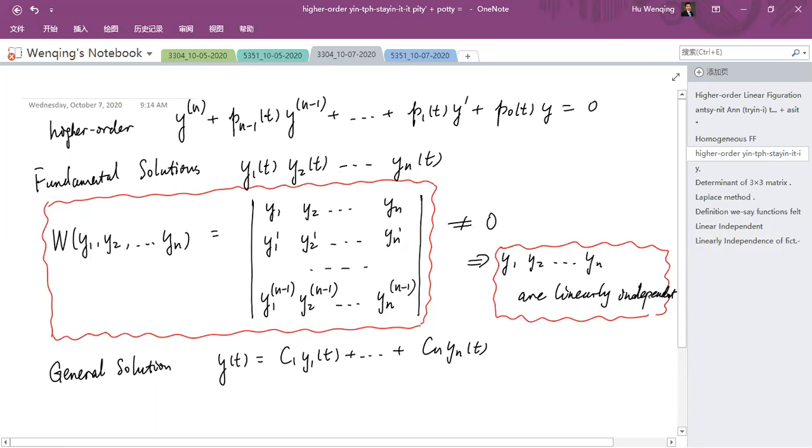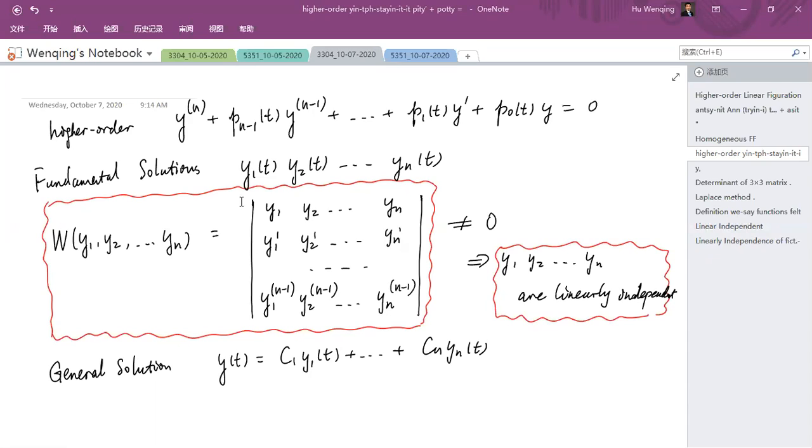So that's going to be another important thing that we want to address in today's lecture, which is linear independence. Okay, so if you formulate all these as a theorem, it says that if you have n such fundamental solutions, they're going to be linearly independent if and only if the Wronskian is non-zero.